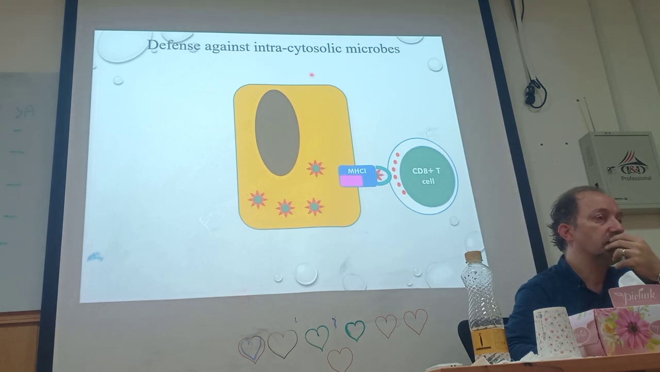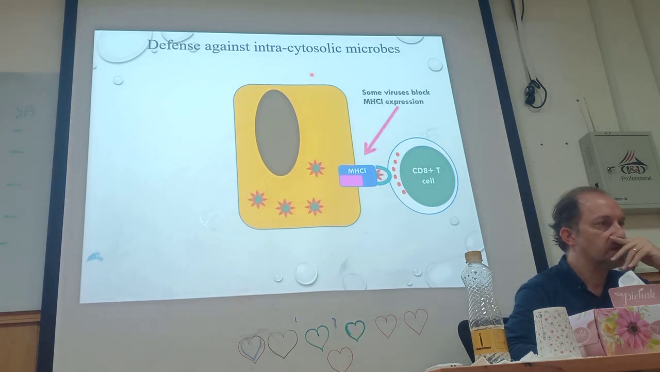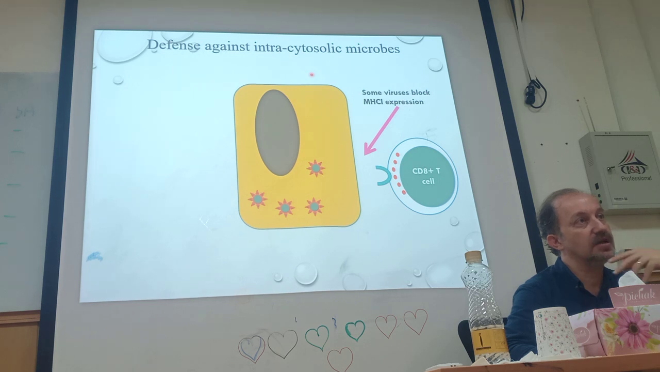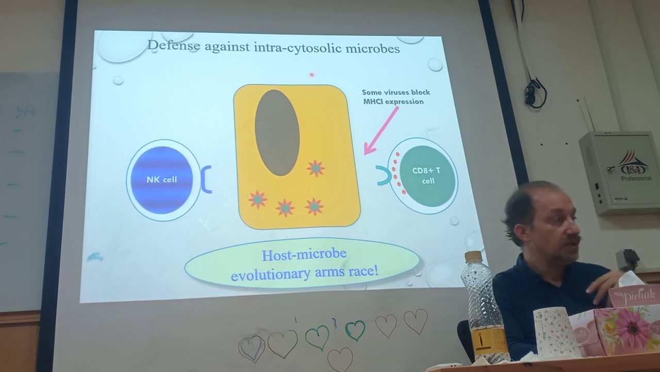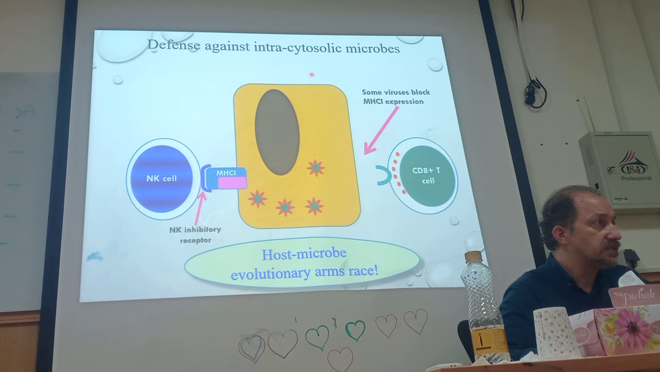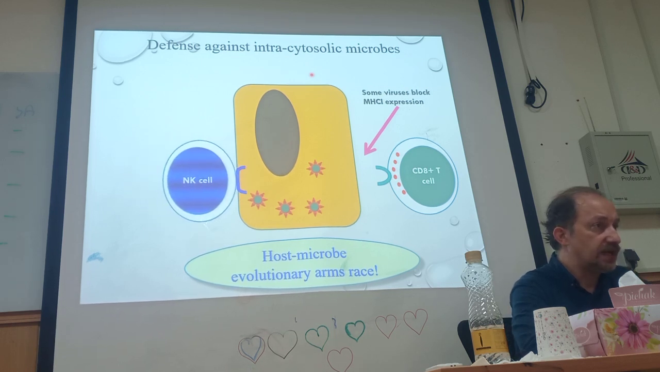One of the mechanisms that some viruses use to escape from the immune response is blocking the MHC expression. And this is the evolutionary arms race of the microbe. So when we say something about microbial resistance and some defects in developing the vaccine, it's because of the evolution of the microbes. So some of them can escape from the immune system. Again, we have NK cells and NK inhibitory receptors. So this is the main mechanism of the response against the cytosolic microbes. Again, you can see that MHC class 1 is here, and they have NK inhibitory receptor, and it attaches to the immune system.